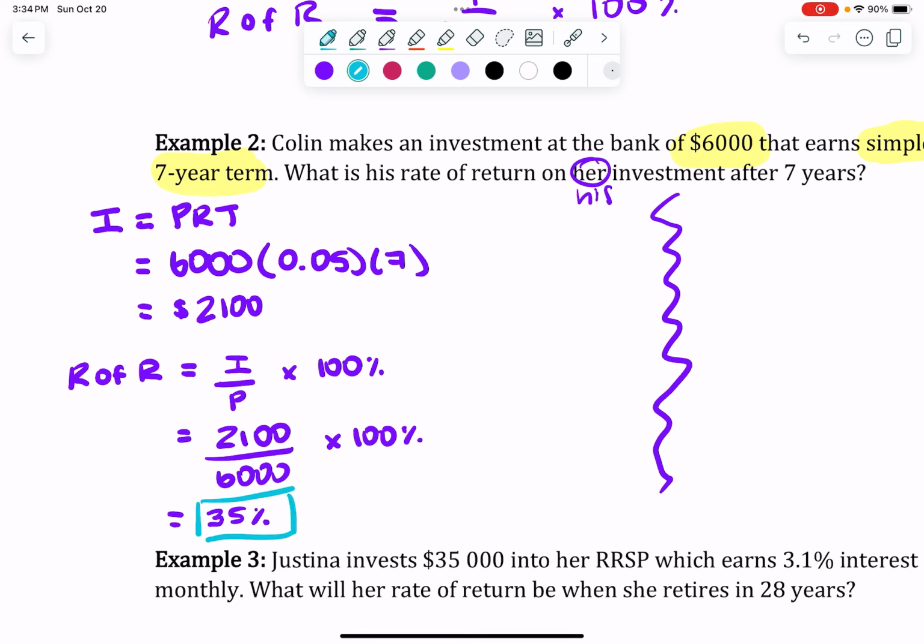Now, when I take a look at rate of return, a couple of things that I don't want you to freak out about when you look at your answers. Your answers for rate of return can be all over the place. They can be negative because you could lose money. They could be positive because you could earn money. But they could also be ridiculously high and ridiculously low.